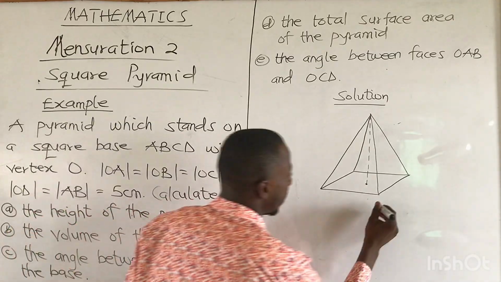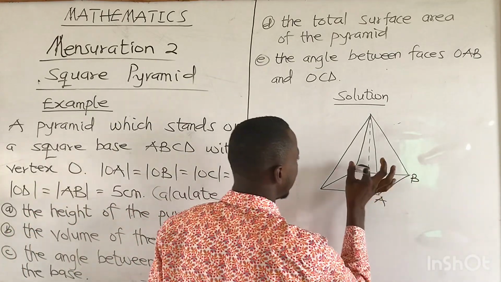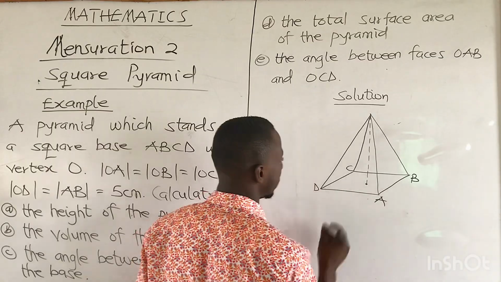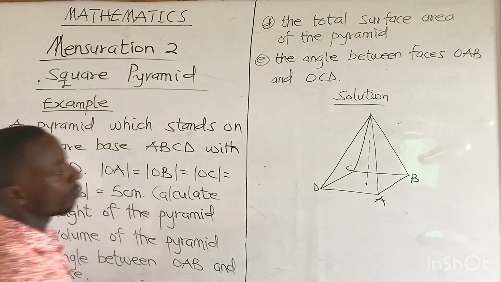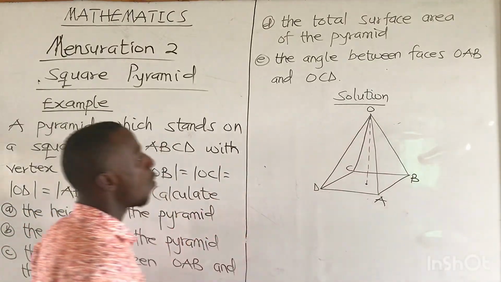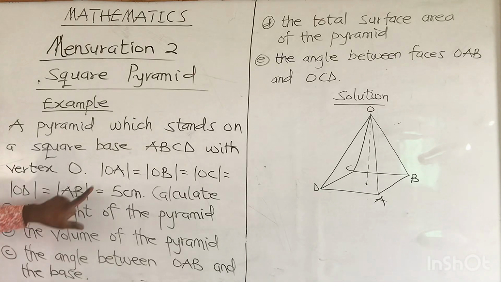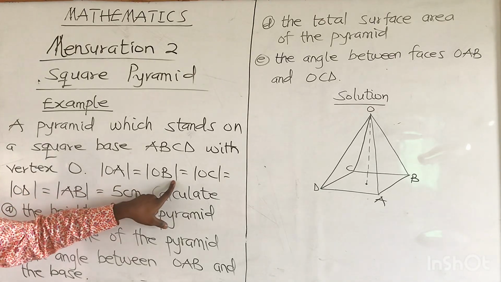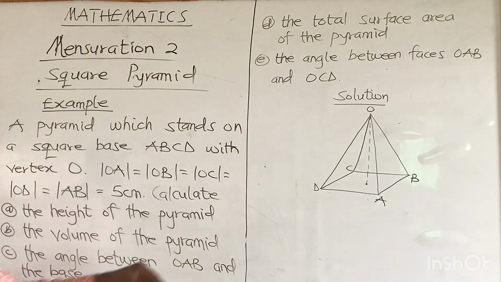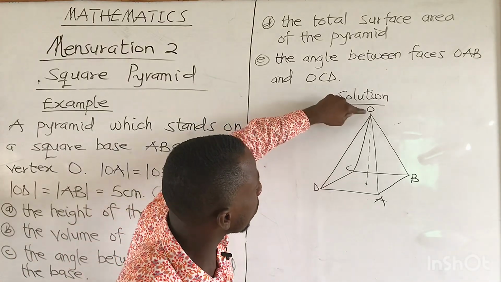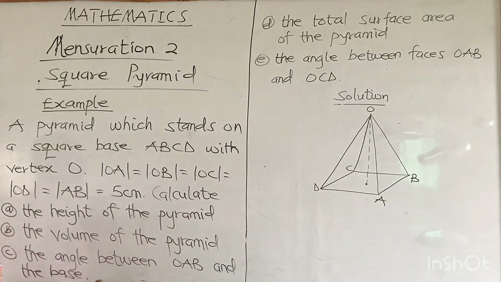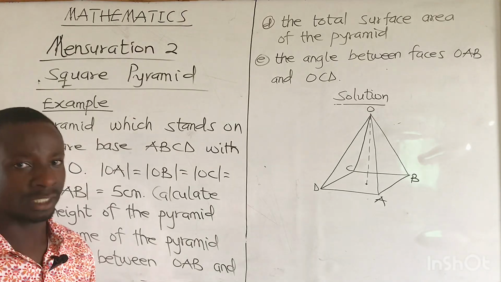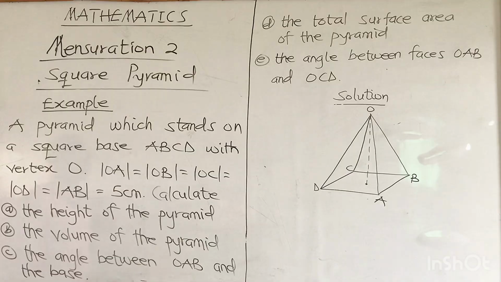All right, so the base is ABCD. So this is the base. Then the question said the vertex is O. The question said OA is equal to OB is equal to OC is equal to OD. So we have OA equal to OB equal to OC equal to OD. And from the previous explanation, I said they are called the slant edges. They are all slant edges.